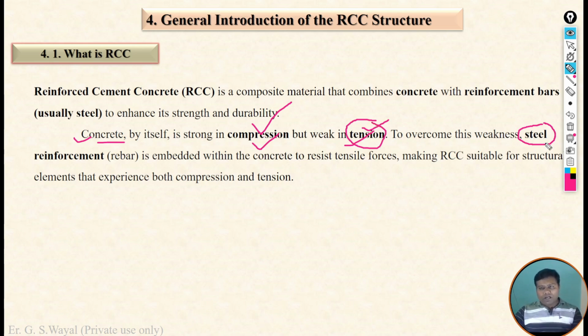To overcome that weakness, the steel reinforcement, or rebar, is embedded within the concrete to resist the tensile forces, making RCC suitable for structural elements that experience both compression and tension. If you consider any structural element, there will be compression as well as tension. The concrete can resist the compression, but for the tension resistance we are using steel. This is the main purpose of our RCC structure.